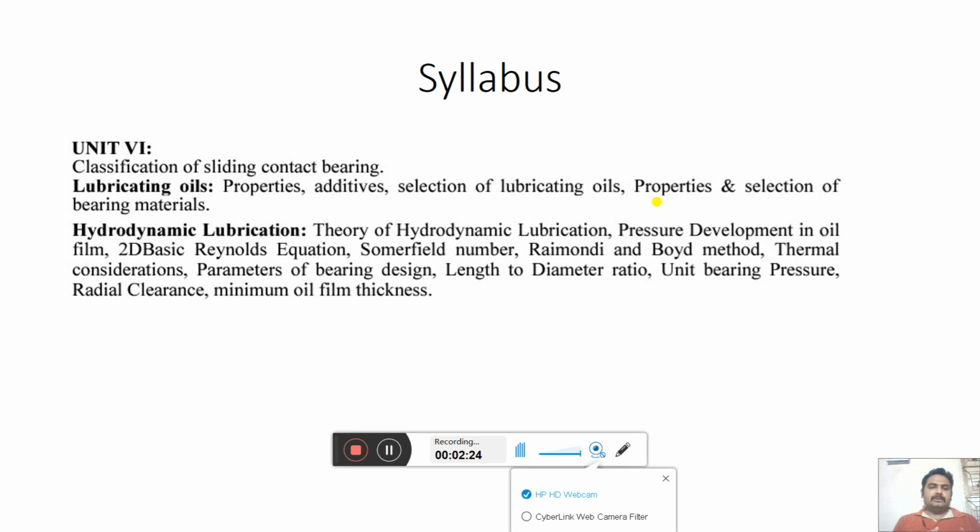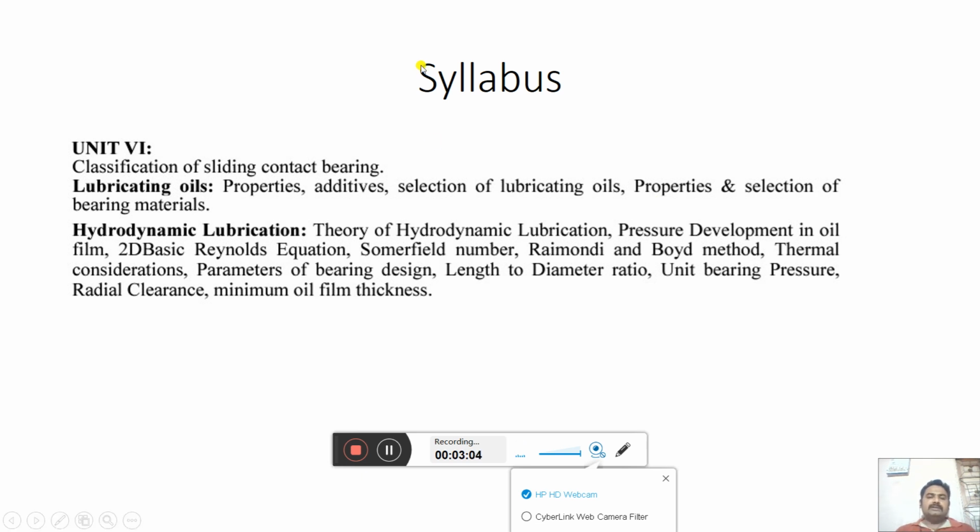Next part is hydrodynamic lubrication. It basically contains derivations and the numerical part. So we are going to focus on the numerical part. The theoretical part has already been discussed by Dr. Dhamande sir. If you go through the syllabus: theory of hydrodynamic lubrication, pressure development in oil film, 2D basic Reynolds equation, Sommerfeld number, Raimondi and Boyd method, thermal consideration, parameters of bearing design, length to diameter ratio, unit bearing pressure, radial clearance, and minimum oil film thickness.